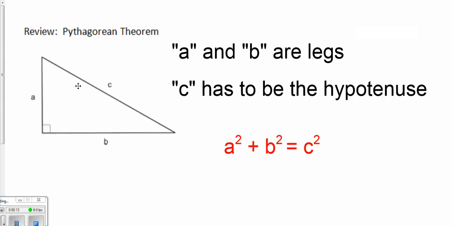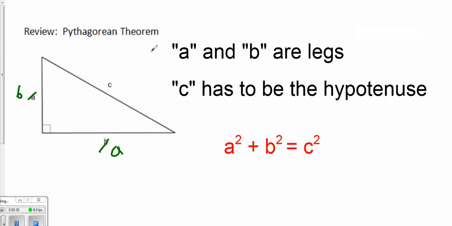We call the side that is across from the right angle the hypotenuse, and we normally refer to that as C. The other two sides, this one and this one, we call legs, and we call them A and B. Now, if you don't want to call that one A, you can call this one B and this one A. It really doesn't matter. A and B can be switched around. C always has to be this hypotenuse, though, the one across from the right angle.